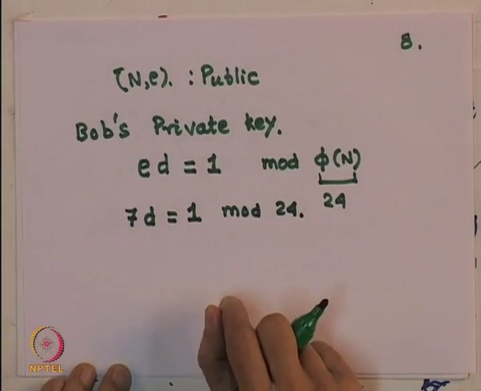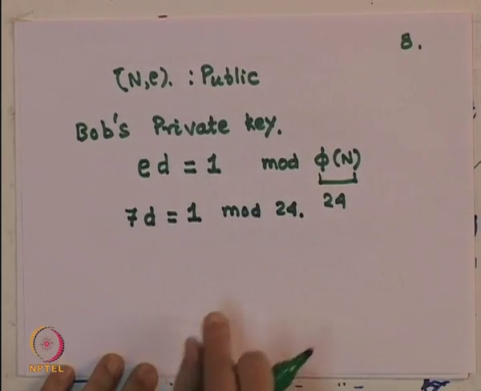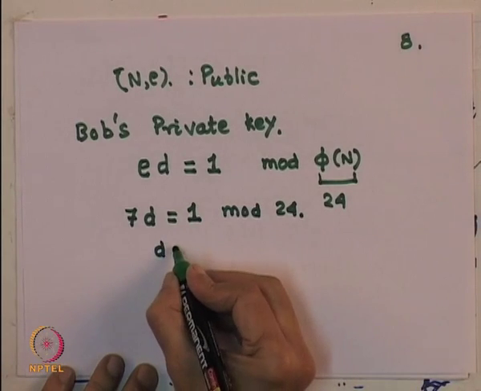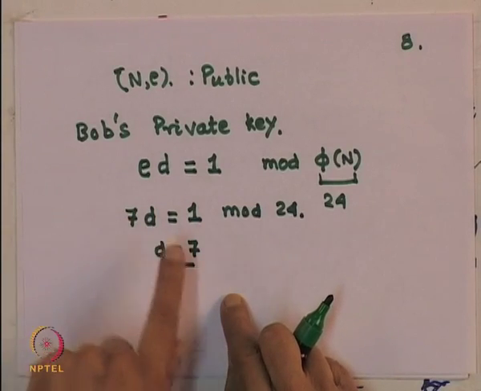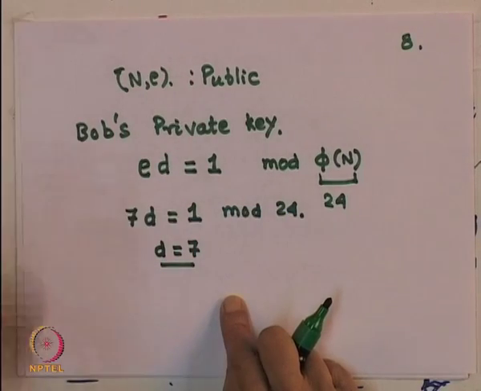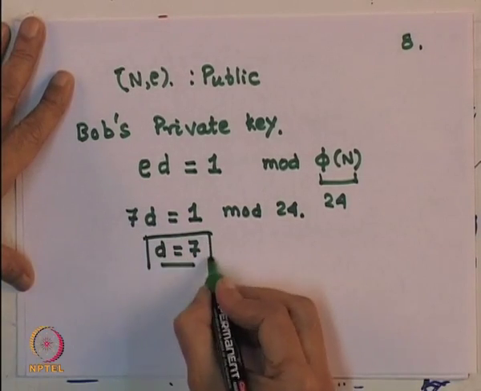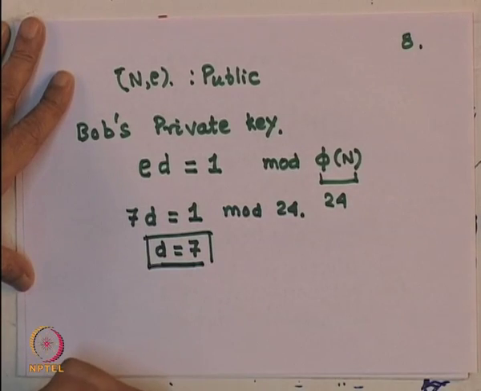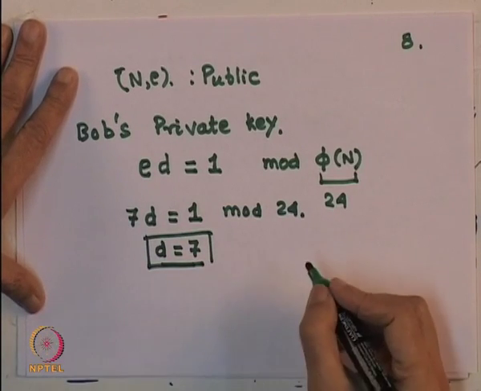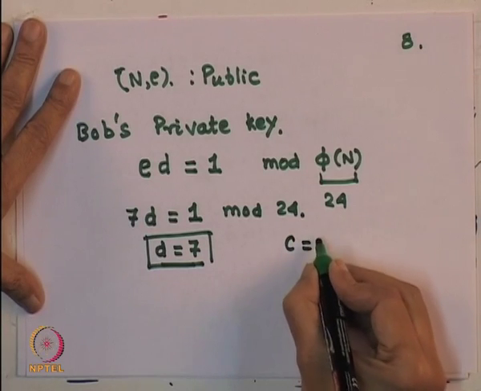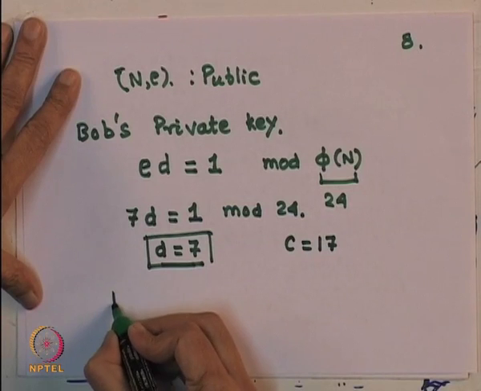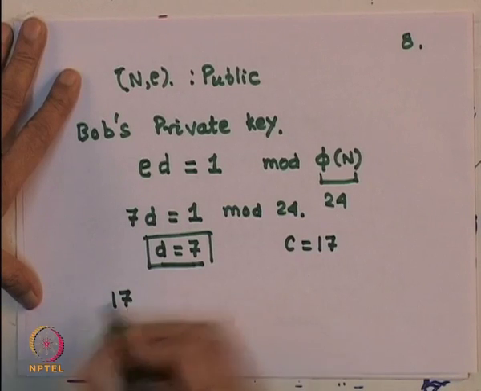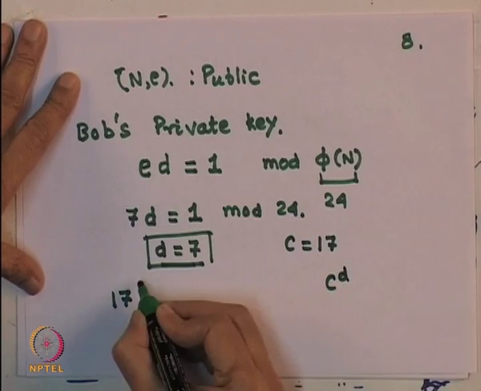It just incidentally turns out, though it is not necessary, that D also happens to be equal to 7. You can check why. 7 into 7 is 49, 49 is 48 plus 1 and 24 of course is a factor of 48. So this is what Bob computes. And the message that he has got, C, was equal to 17. He now computes C to the power D, which is 17 to the power 7.